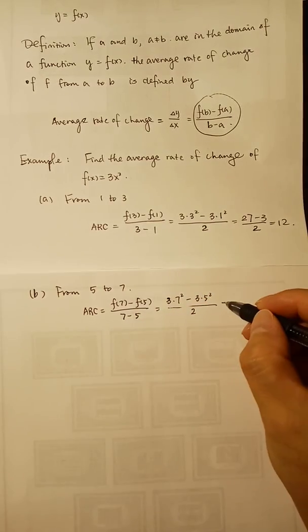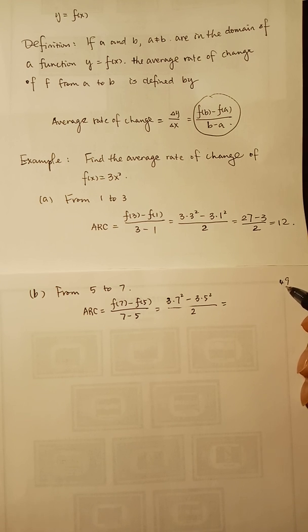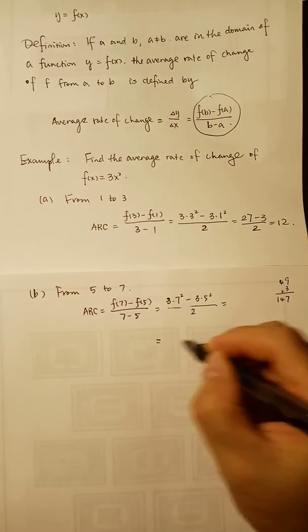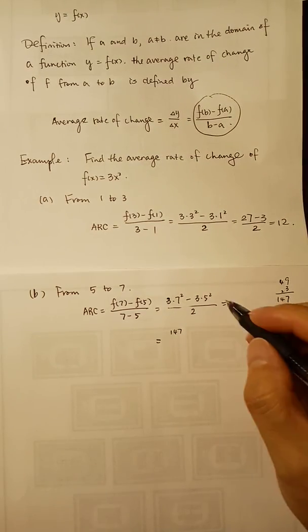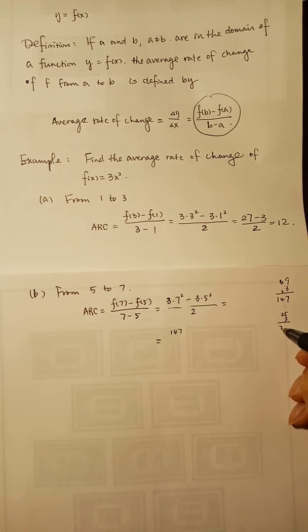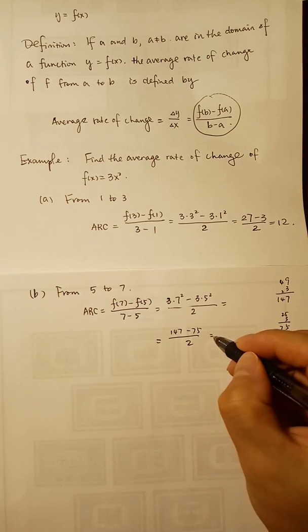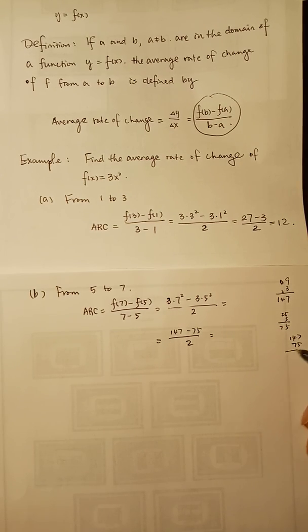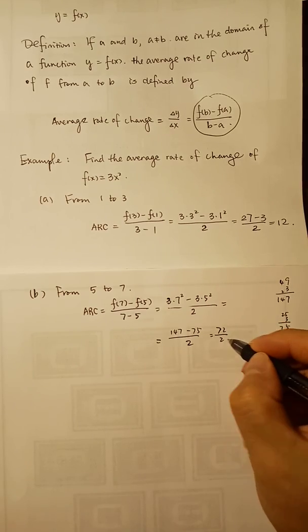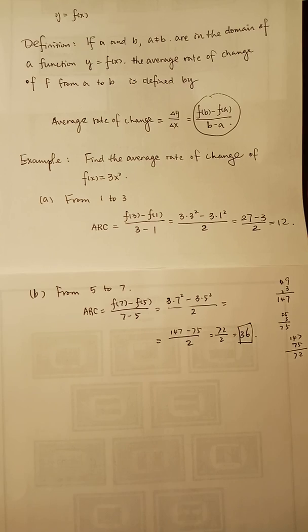7 minus 5 is 2. Okay, 7 squared is 49. 49 times 3 is 147. 5 squared is 25, times 3 is 75. So it is equal to 147 minus 75, divided by 2. 147 minus 75 is 72, over 2 is 36. So the average rate of change of the function is 36. That's cool. So that's an average rate of change.